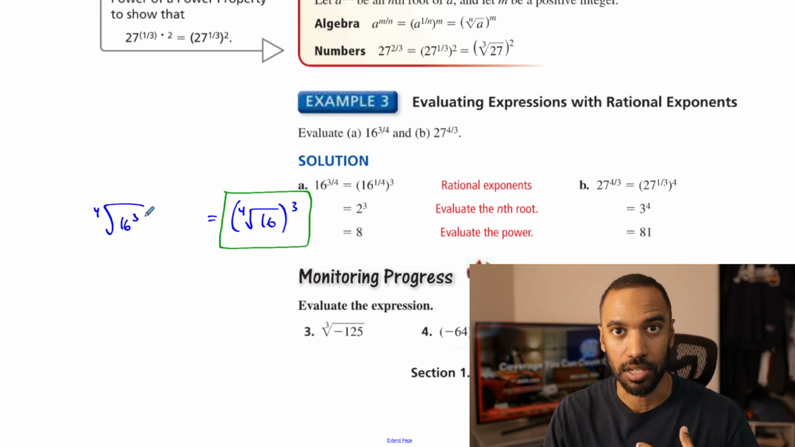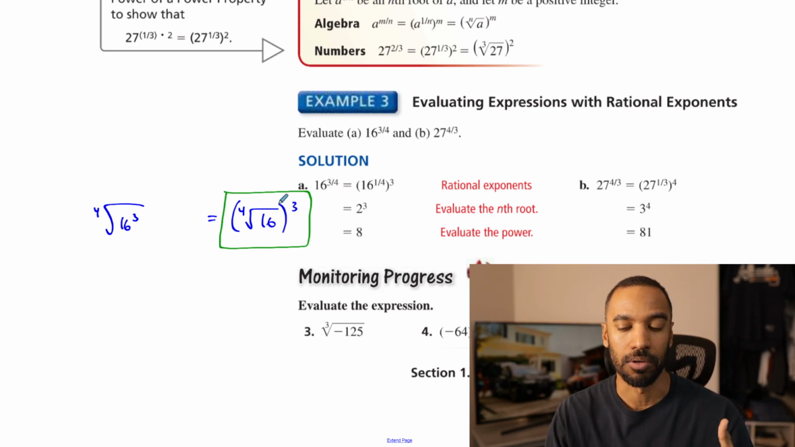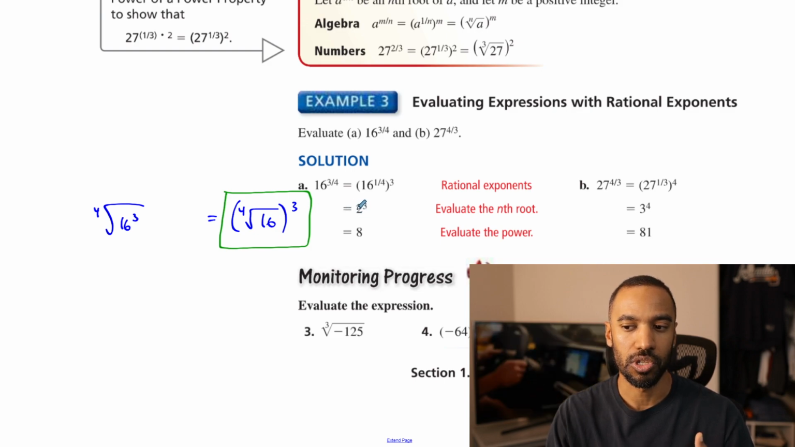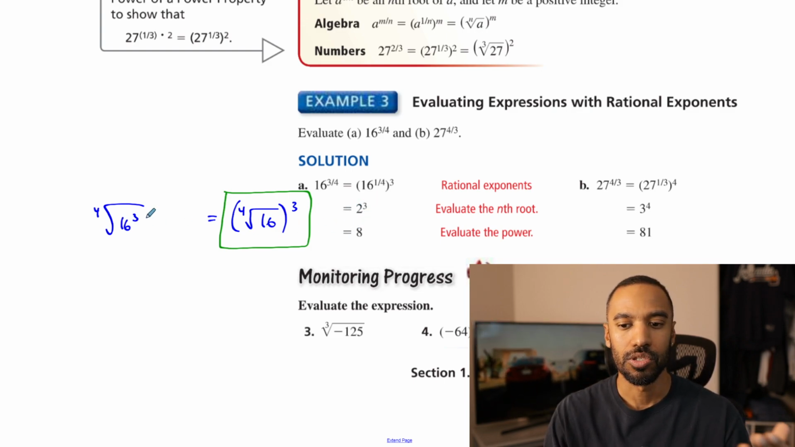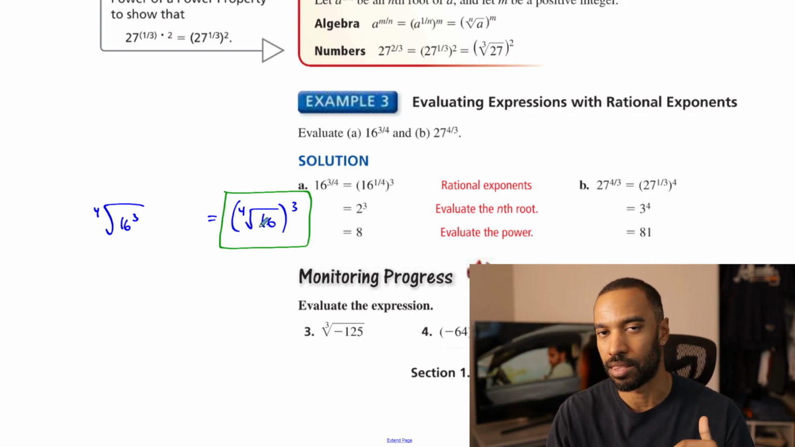I don't know what 16 cubed is, and I don't know what the 4th root of that is, well, I know what the 4th root of the big number is now, but if I take the 4th root of 16 first, I get that small 2, and then I cube the 2 and I get the 8. So these are the same thing, but I recommend that you do the root first and then the exponent second.